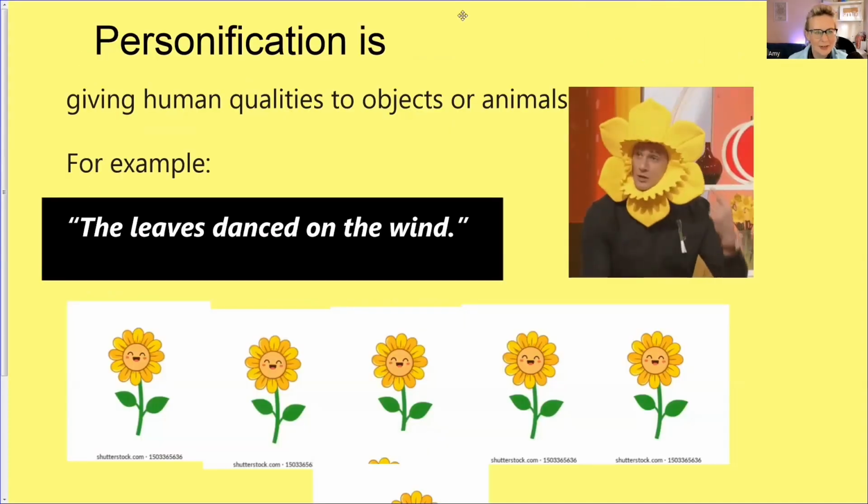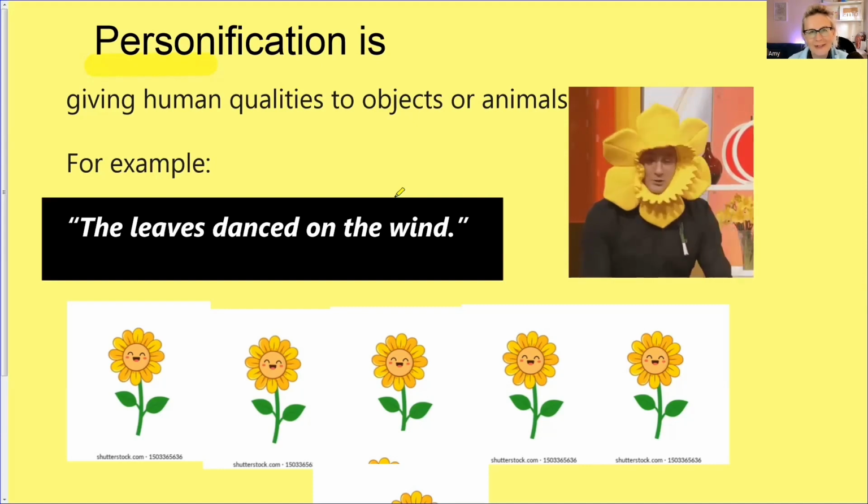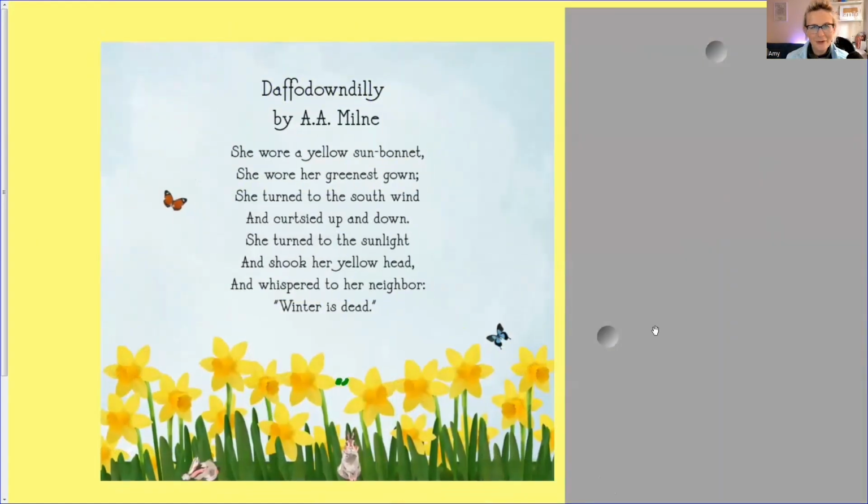So what is personification? Well, quite simply, the clue is in the word person. It's giving an object or a thing a human quality or a human characteristic. So, for example, the leaves danced on the wind. Okay, the leaves don't actually dance. They've not got arms and legs. They're not raving away there, but they're moving around. And the reason why people use personification is to give the reader a good way of imagining what's happening. The focus of today's lesson was this lovely personification poem.